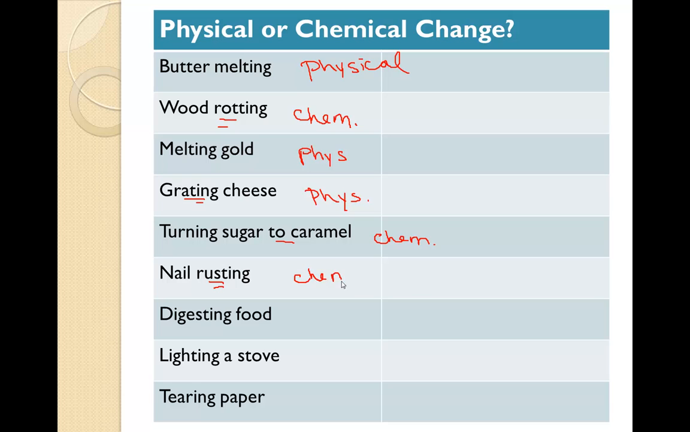Digesting food. You can't undigest food. Therefore it's chemical. Lighting a stove. Once that gas burns, you can't unburn it. Therefore, that's chemical. And tearing a piece of paper, we talked about this earlier, you still have paper when you're done, therefore that's physical. And those are some overviews and practice with physical and chemical changes.